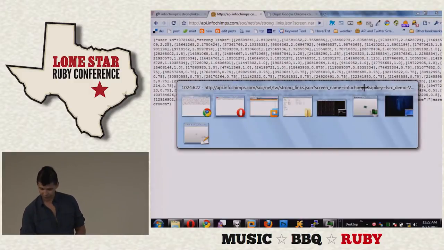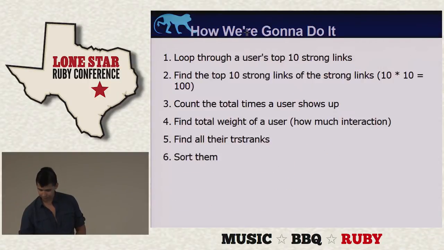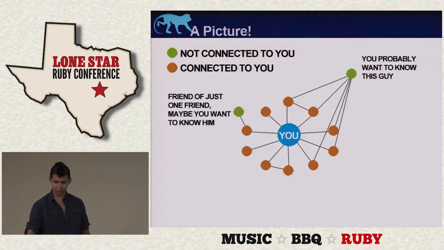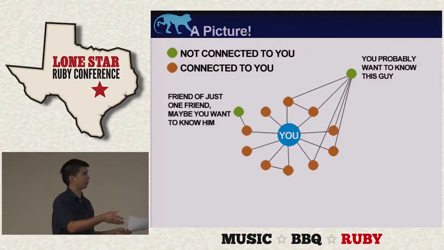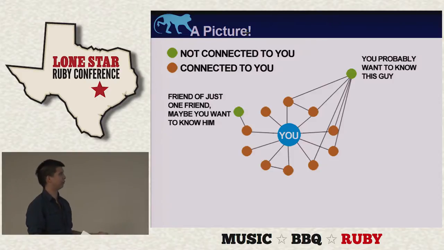Okay, so we're going to build the app. The reason this is so cool is because you can examine outside of your network. Say you're following all these people, and they're your strongest links. These brown circles represent your strong links. They might also follow some other people that you might be interested in. Like this green guy on the left here, he's just a friend of one friend. You might want to know him. He's kind of important, but I don't really care.